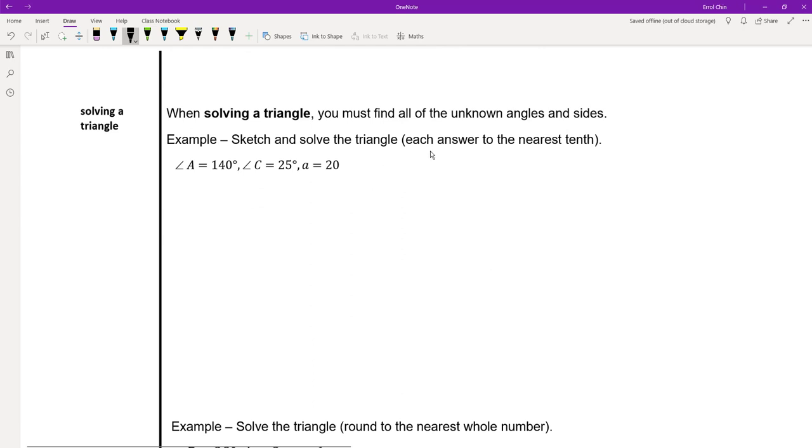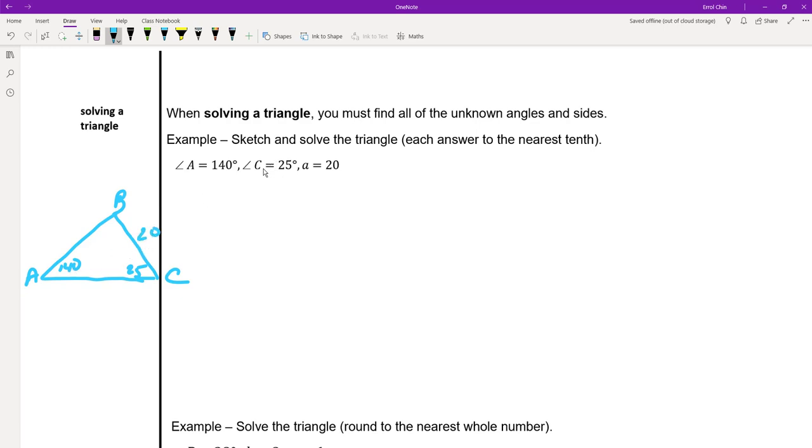All right, moving on. It says here, when solving a triangle, you must find all unknown angles and sides. Sketch and solve the triangle. Each answer to the nearest tenth, which is just one decimal place. Okay, so I'm going to draw a triangle, and of course I'm going to apologize now because my triangles are just terrible. It's not a 90, so don't draw a 90. I'm just going to go A, B, C for no other reason. I know that this is going to be 140. Angle C is 25. Okay, I don't have any other information. Oh, I do. Length a, that's over here, that's 20. That's a corresponding pair, okay?